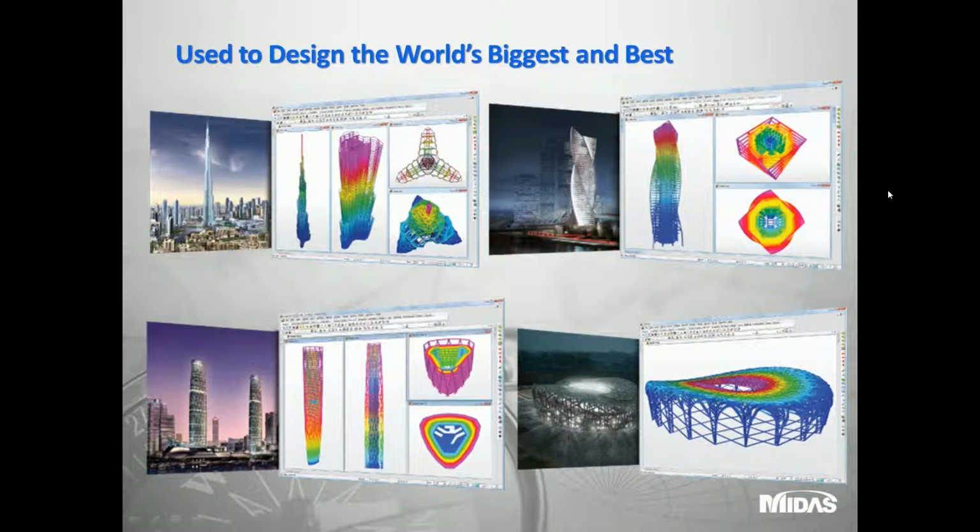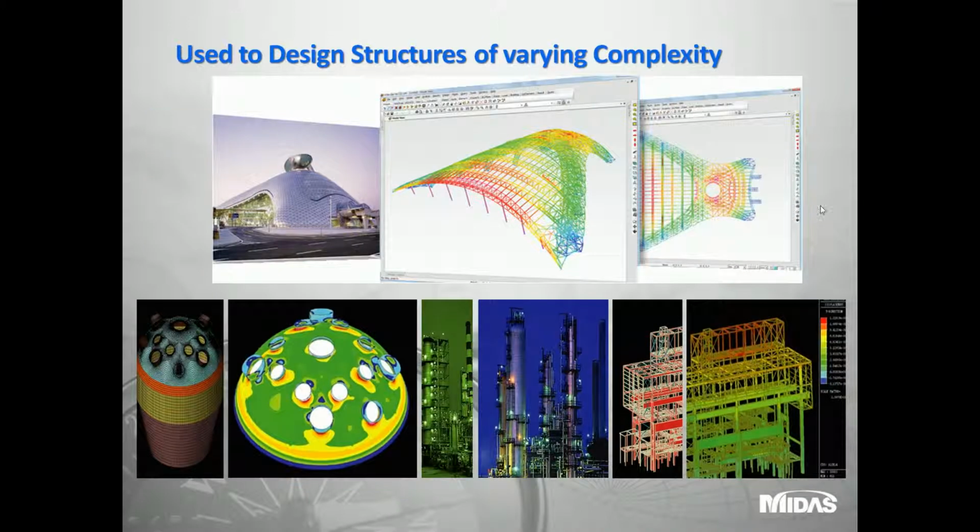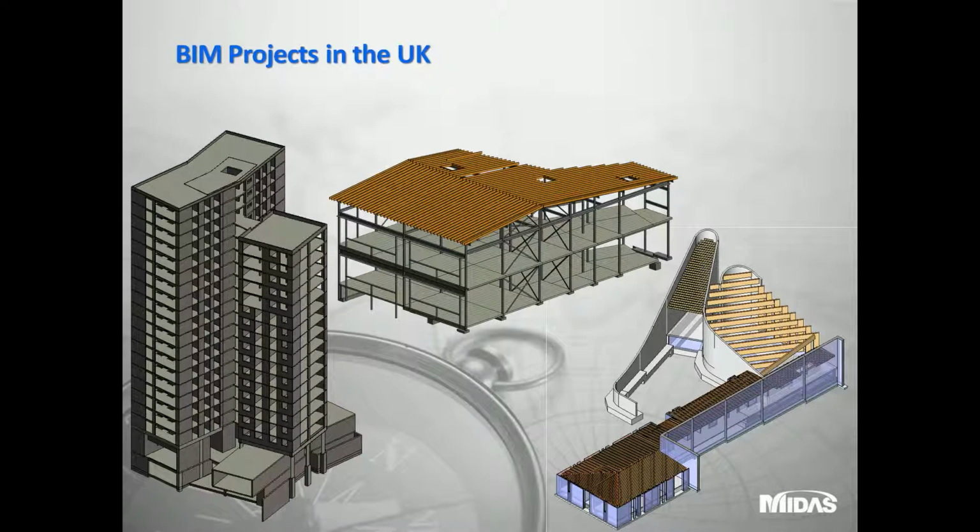Here I've captured a range of different structures. Midas Gen has been used on literally hundreds of thousands of projects across the world. Here we see the Burj Khalifa, the Moscow City Palace Tower, the Twin Towers in China and also the Beijing National Stadium. It's used for a multitude of different projects such as airports, blast furnaces and also plant structures. The projects depicted here are some of the recent BIM projects we have been working on in the UK, where Midas Gen is applicable for buildings of any size and complexity.